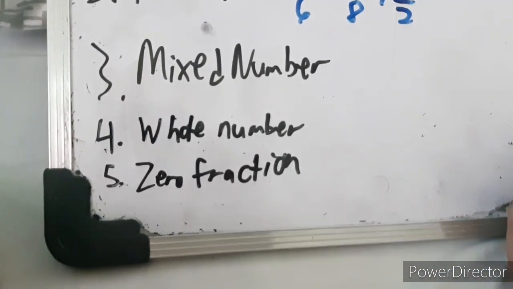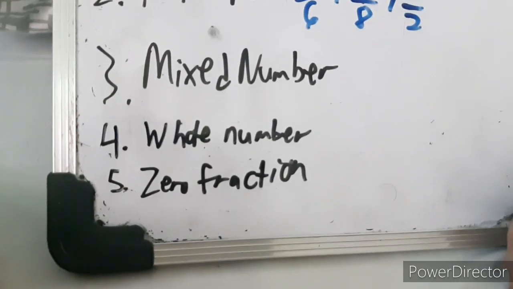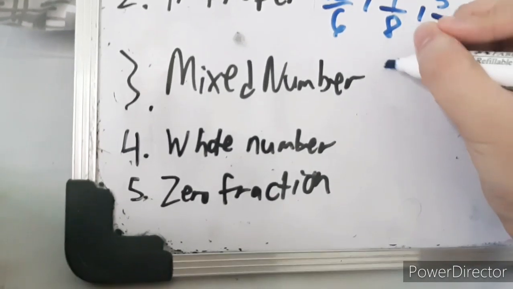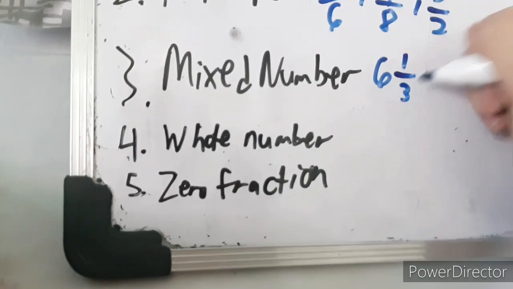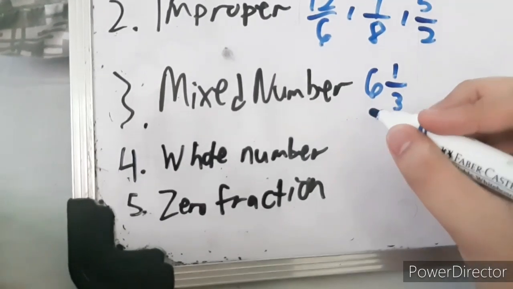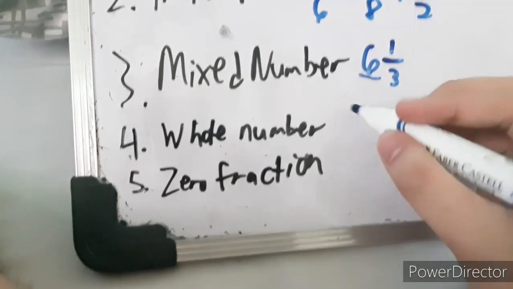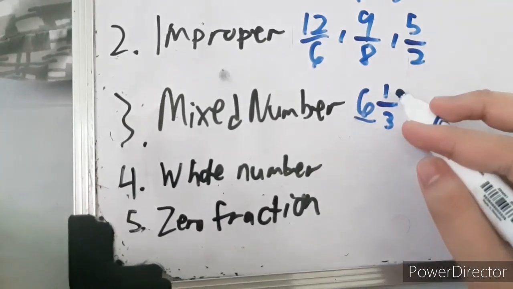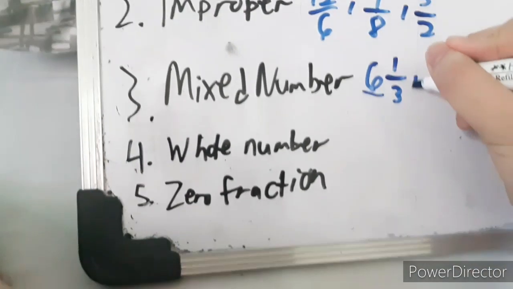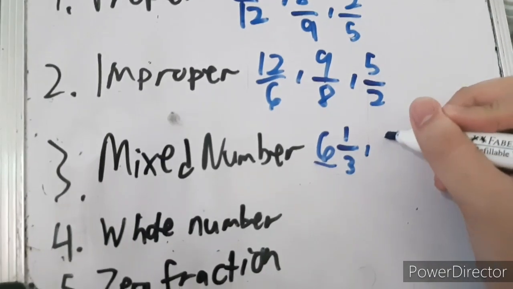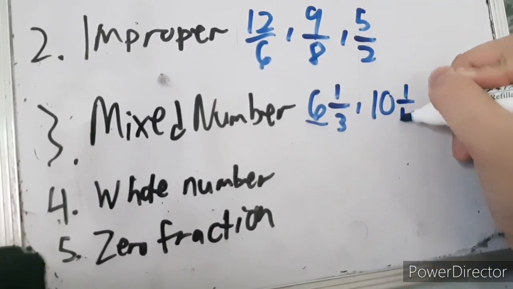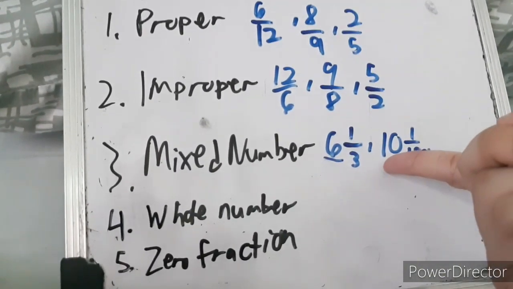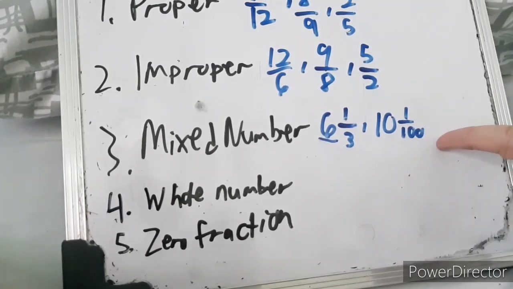So, next po is mixed number. Ang mixed number po ay combination po ng whole number and a fraction. So, example, 6 and 1/3. So, ito po yung part nila, whole number and then fraction. So, yung whole number is 6. At saka yung fraction nila is 1/3. Okay? And another one is 10 and 1 over 100. Okay? Okay. So 10 is the whole number and then 1 over 100 is the fraction.